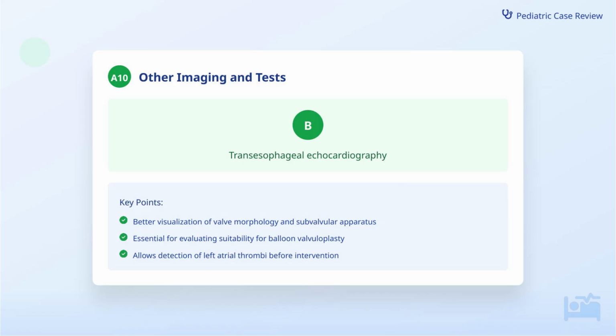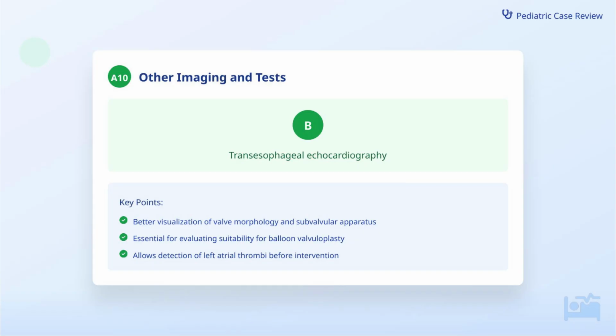The correct answer is B, transesophageal echocardiography. Transesophageal echocardiography provides superior visualization of the mitral valve morphology and subvalvular apparatus compared to transthoracic echocardiography. This detailed assessment is crucial for determining the suitability of balloon valvuloplasty, as the procedure works best in pliable valves with commissural fusion and minimal calcification or subvalvular disease.